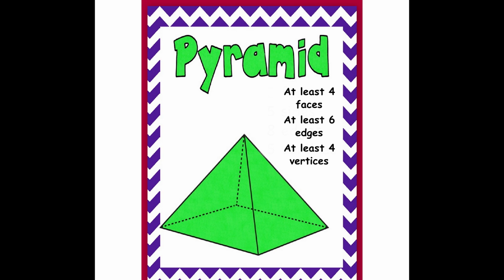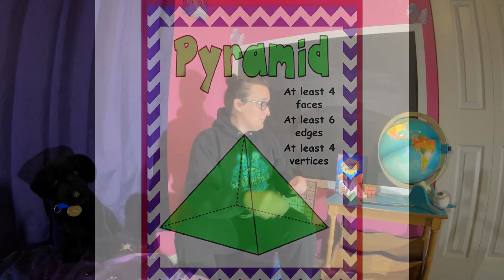The base, or the bottom shape, of a pyramid can be shaped like lots of different flat figures. It could be a triangle, it could be a square, it could be an octagon, it could be a pentagon. So for that reason, on this slide, you'll see that a pyramid has to have at least 4 faces, at least 6 edges, and at least 4 vertices. But those change depending on what the base shape is. And I'll show you what that looks like in just a moment when we take a look at some of the pyramids that I found around the house.